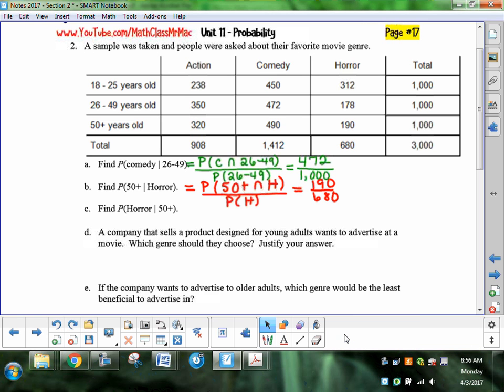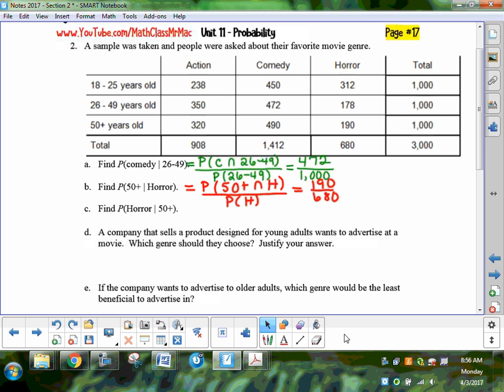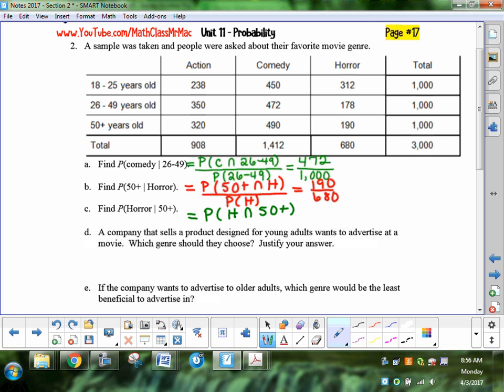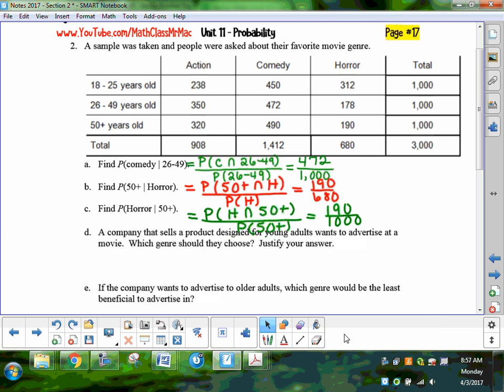Next one up. Now these are different events. It's the probability that someone likes horror given that they're over 50. So looking at that, don't worry, it's the T today. Nick, what would you go through and list out for us? The probability that someone likes horror and is over 50, given that they're over 50. So what's that going to look like? 190. Good. Over? 1,000.